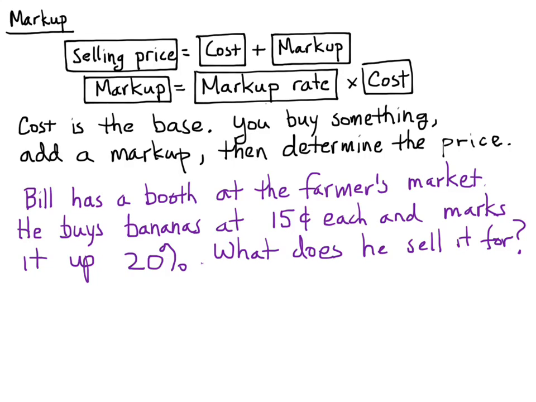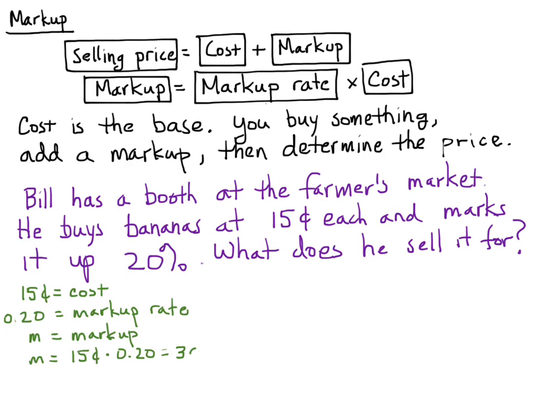Okay, so let's say Bill has a booth at the farmer's market. He buys bananas at 15 cents each and marks it up 20%. What does he sell it for? All right, so let's see how we do this. So the first thing is we have 15 cents equals the cost, and 20% is the markup rate.